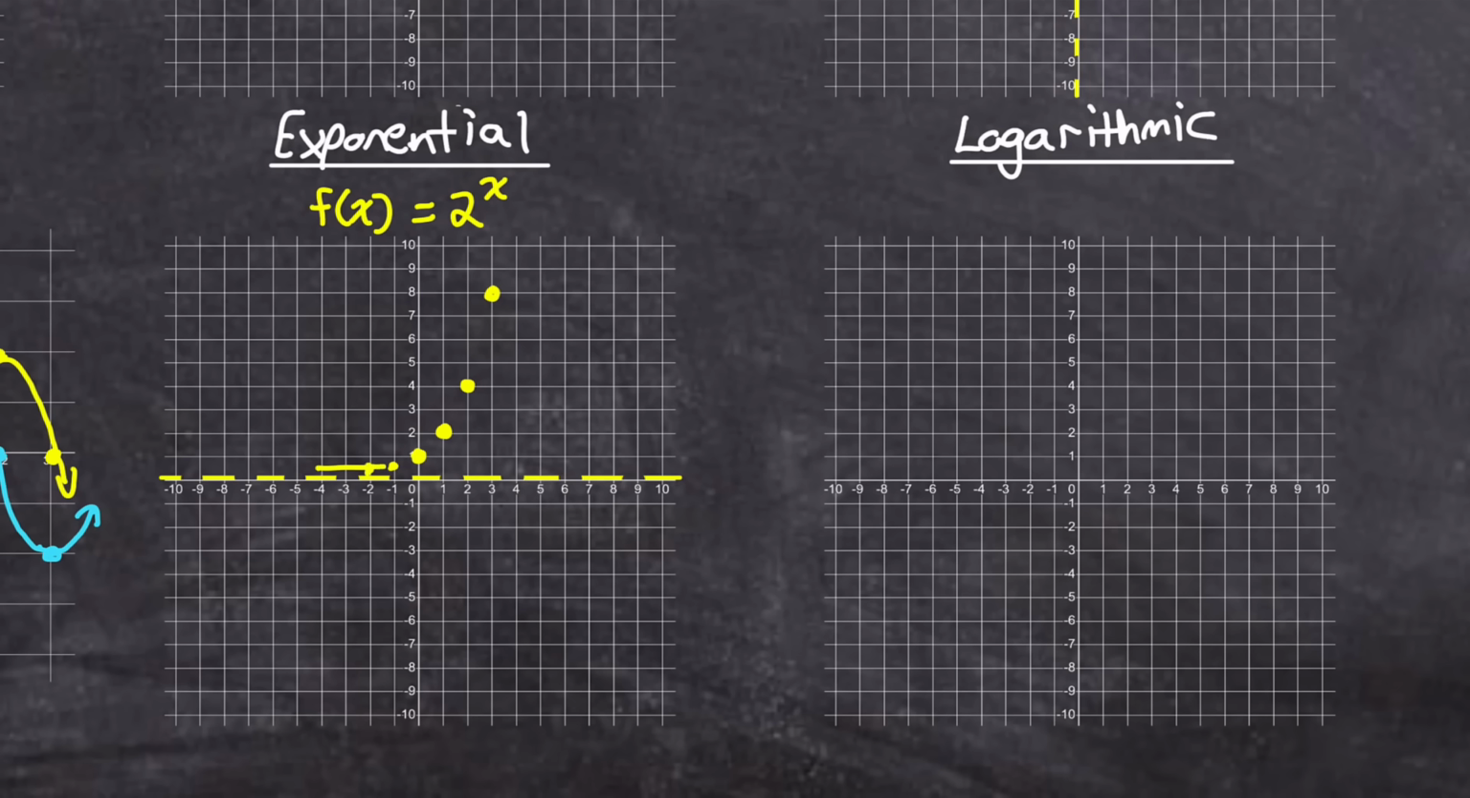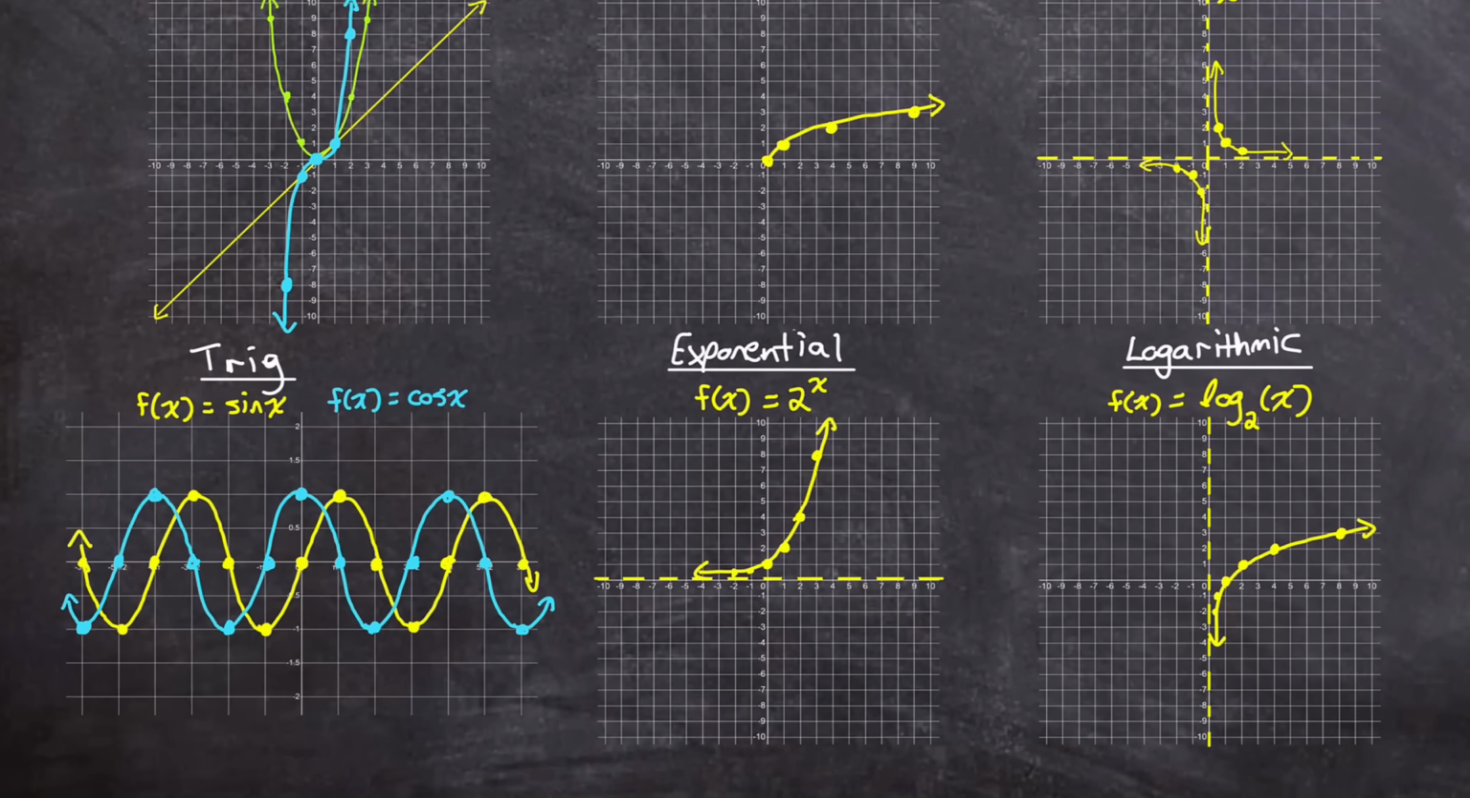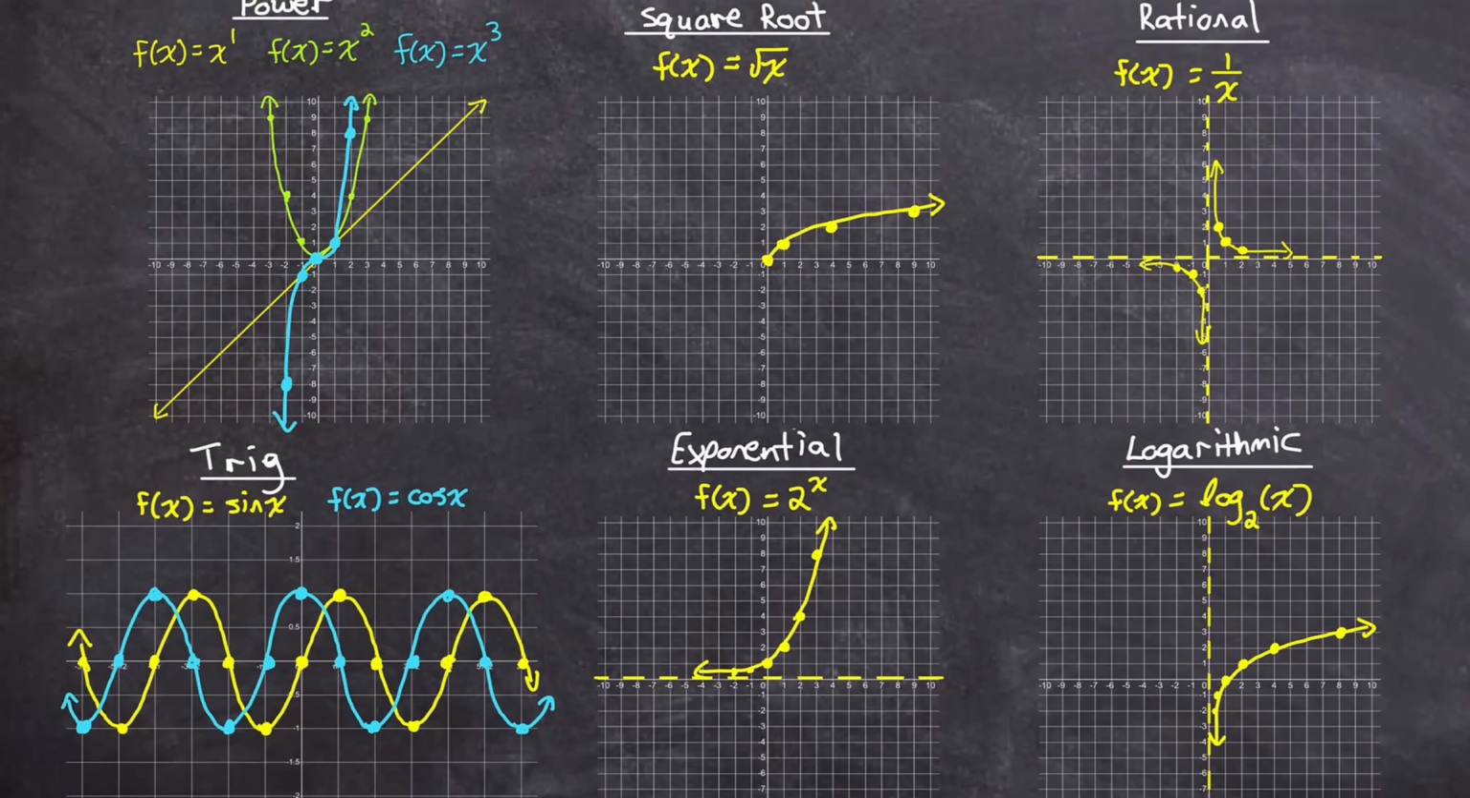So here's the graph of the exponential function 2 to the power of x, and you can see that it starts growing very rapidly as we move to the right. Whereas a logarithmic function, let's say f of x equals log base 2 of x, that's actually the inverse of the 2 to the x function, so it's the opposite. So it has a vertical asymptote at x equals 0, and it actually grows more and more slowly as we move to the right. So there are the graphs of 6 different types of functions where you should be very familiar with the shapes of their graphs.